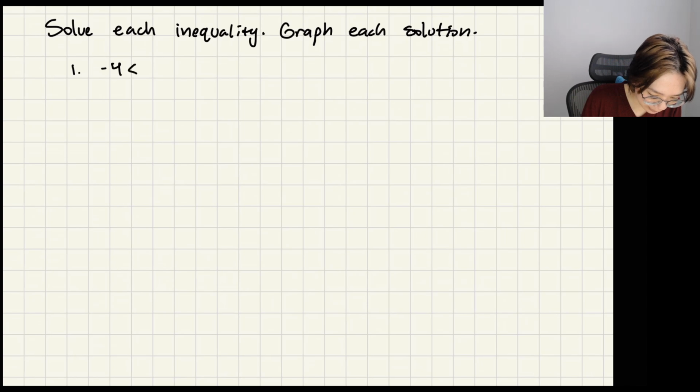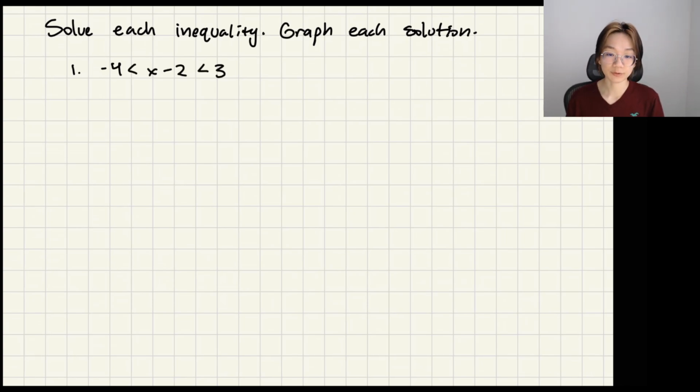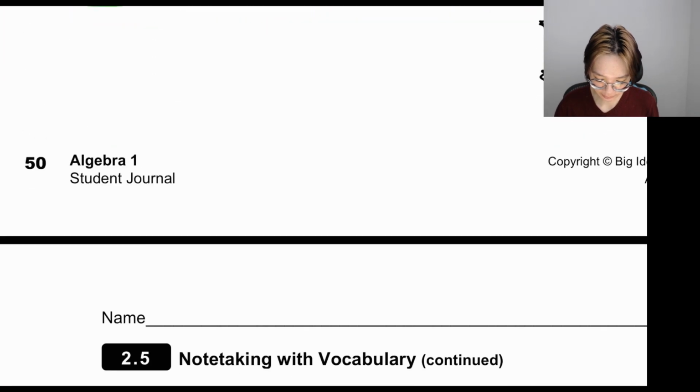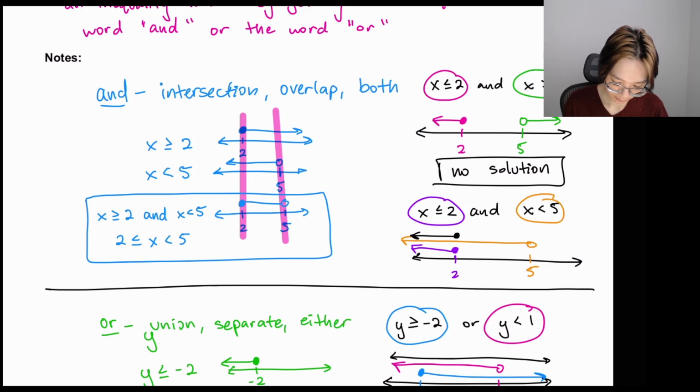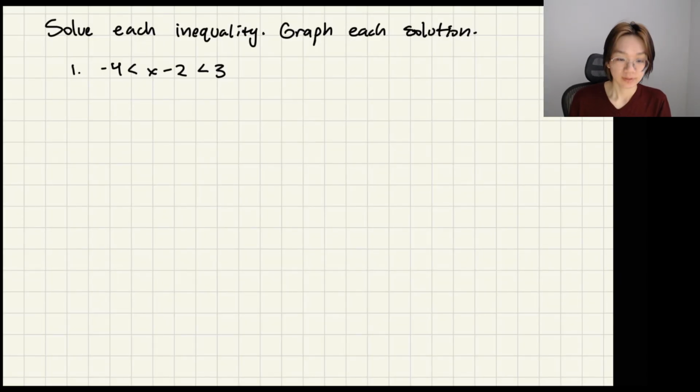Negative 4 is less than x minus 2 is less than 3. So if you remember from when I told you the different ways that you can write the ands, where it either says the word and or it's combined into one statement like this, where it has 2 inequality symbols in the same thing. That's what this is. This one is 2 inequalities in the same thing, so this one is an and.